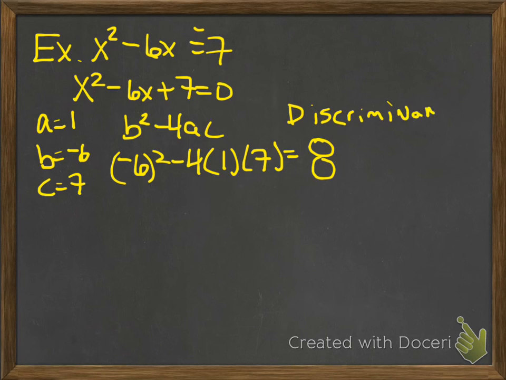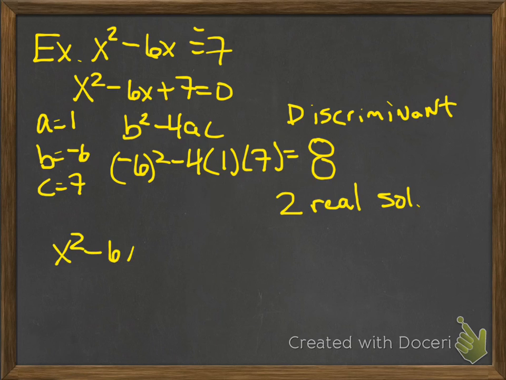Now, since that is a positive number, what does that mean? Do I have 2 real, 1 real, or 2 non-real? 2 real, since it's positive. Correct. You have 2 real solutions, even though there's only one number. If you were to graph that, you would see it cross the x-axis twice. That's what that means. You can tell that just by what type of number you've got. So that's the answer.